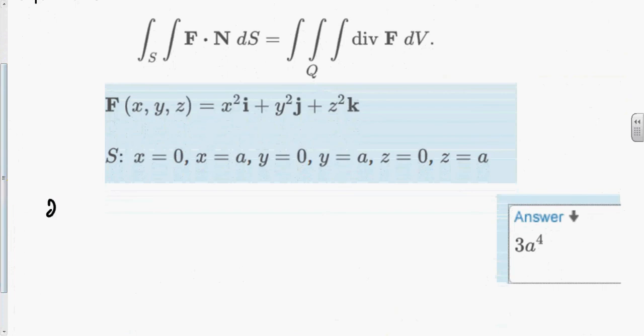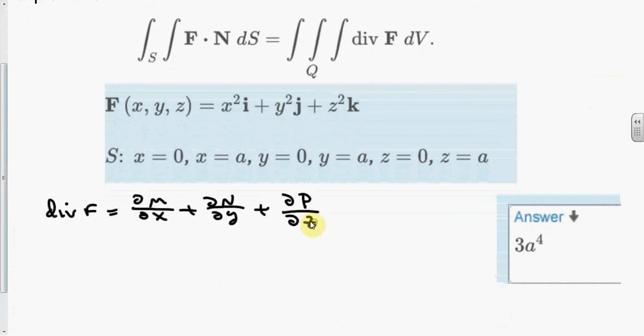So if I here compute the divergence of F, you remember it's the partial of M with respect to x plus the partial of N with respect to y plus the partial of P with respect to z. So it's a scalar. So here we get 2x plus 2y plus 2z.